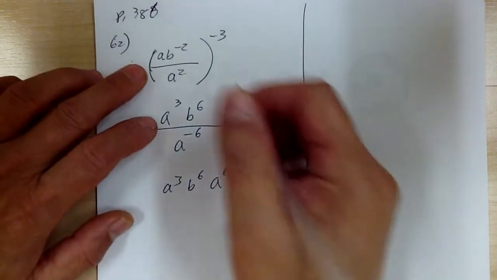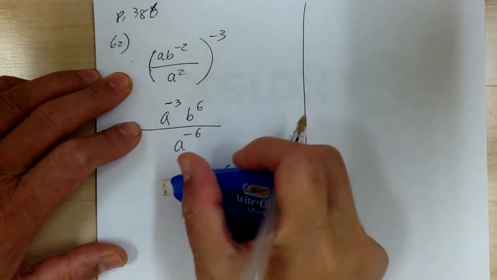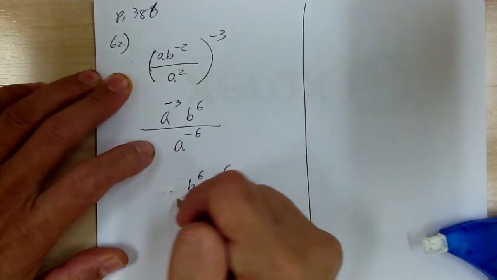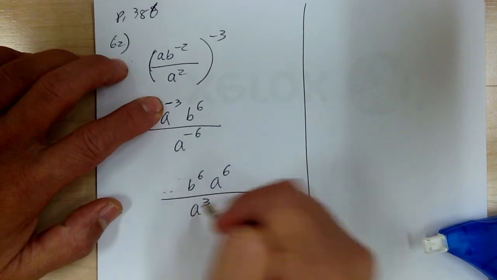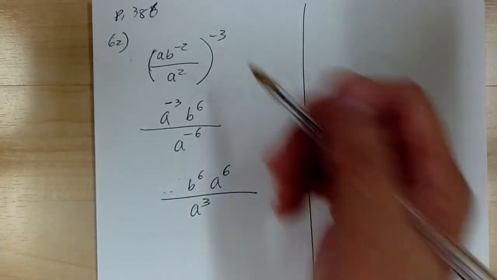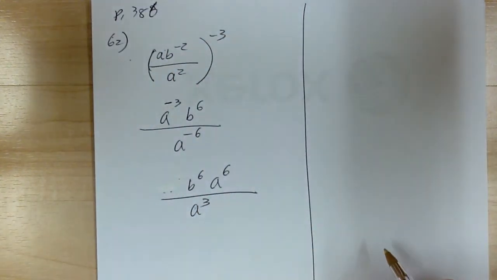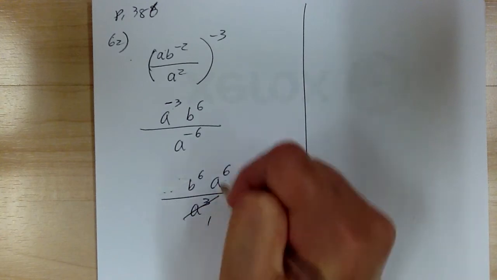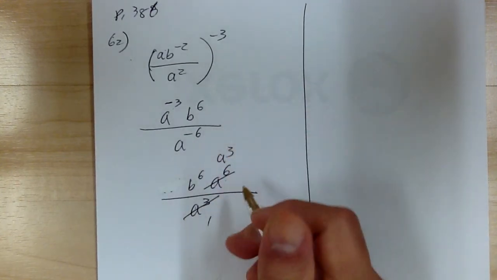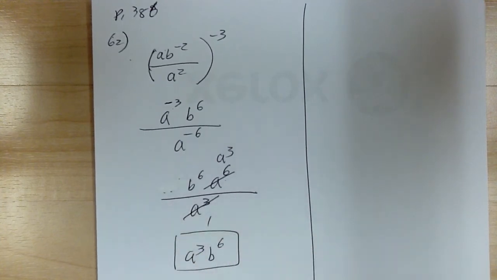Oh, wait. Hold on, this is negative. So this one, time out. This one, okay, this one you have to flip to the bottom. This one you keep. This one you flip to the top. Okay, there we go. So you have to watch when you multiply, right? This is 1 times negative 3, give you negative 3. Okay, so now you can go and cancel. So your answer would be a to the 3, b to the 6. Right? You put in the correct order.